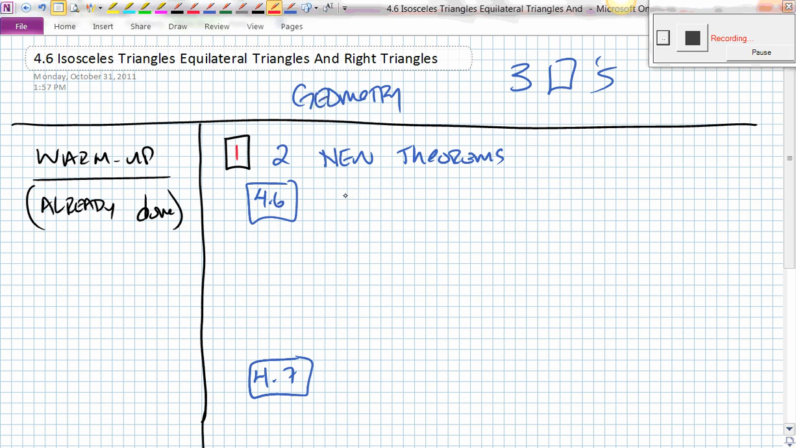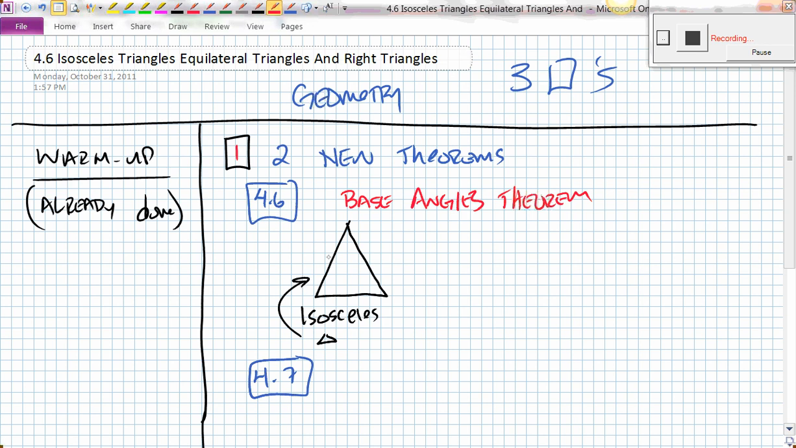The first one is called the base angles theorem. Okay. And here's what the base angles theorem says. So draw yourself an isosceles triangle. Okay. It says this. It's an if-then statement. If some stuff happens, then some stuff happens. So there's a hypothesis and then there's a conclusion. Yeah?